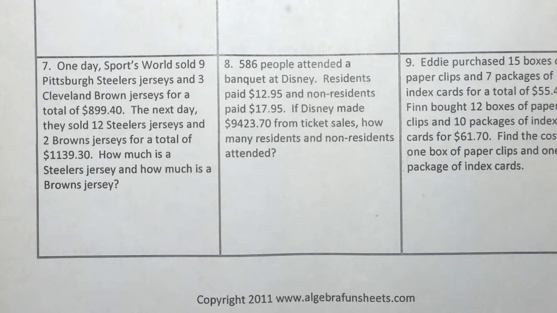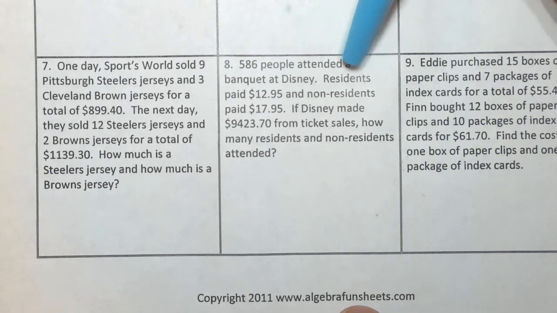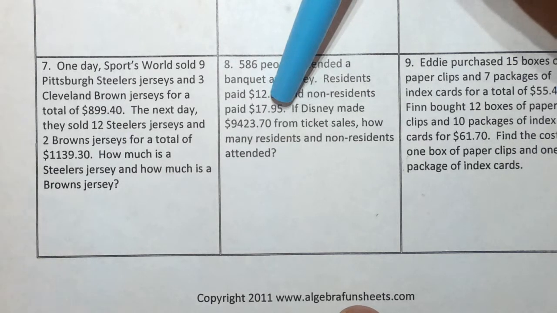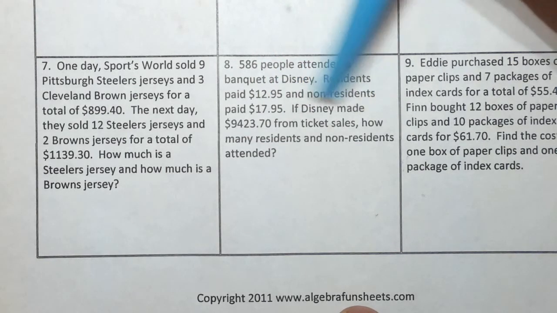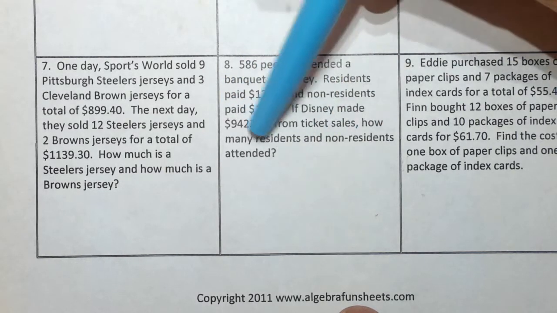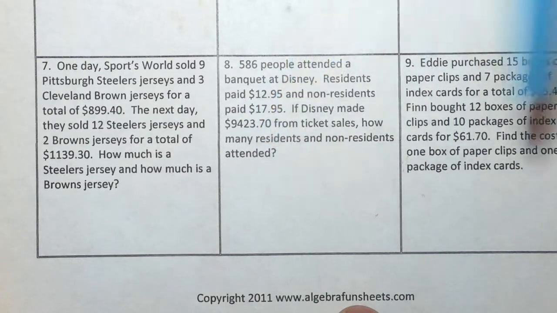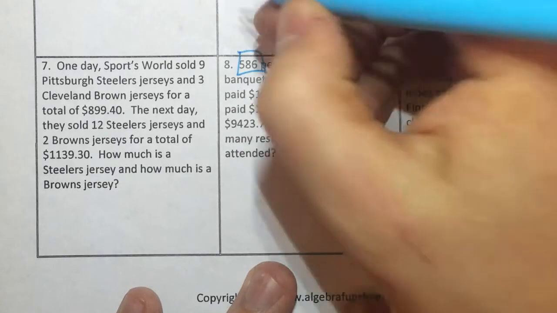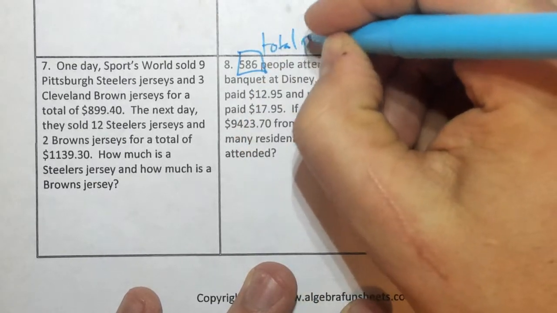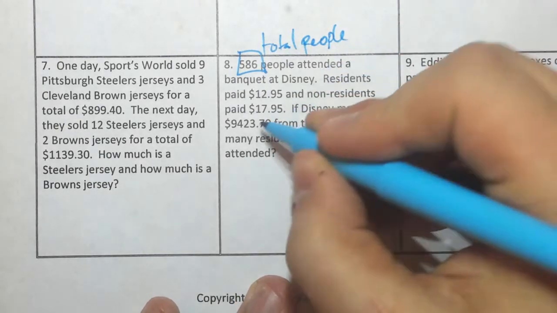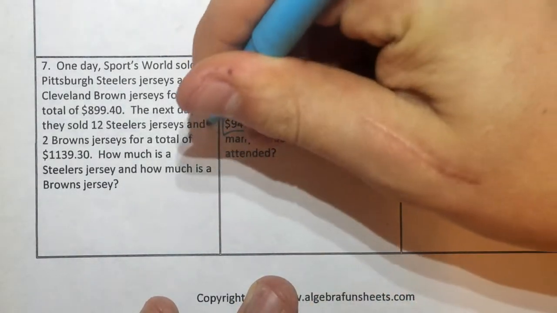Two totals. 586 people attended a banquet at Disney. Residents paid $12.95 and non-residents paid $17.95. If Disney made $9,423.70 from ticket sales, how many residents and non-residents attended? So there's two totals, right? I've got that many people, that's the total people. And then I've got this one right here, this is my total money.